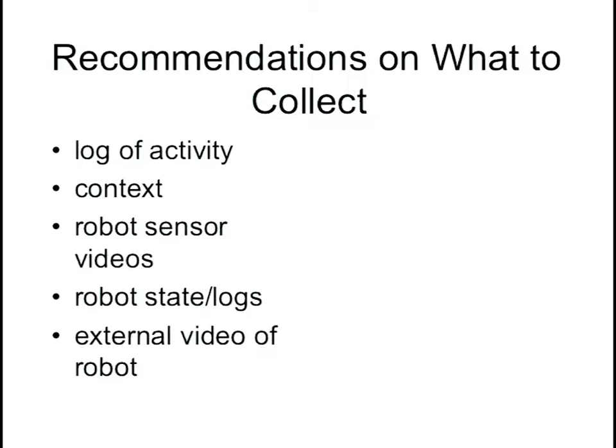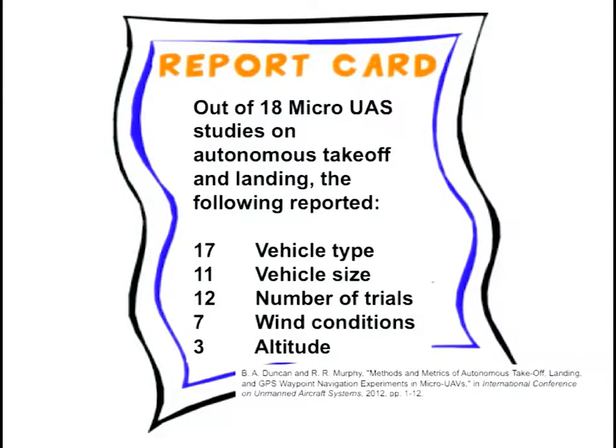And so this is pretty obvious, right? Well, we're not necessarily as a field good at doing this. One of my students, Brittany Duncan, in 2012 pulled together 18 field studies that were physically trying out a small UAV with autonomous takeoff and landing. 18 studies. 17 of them gave the vehicle type. Only 11 actually described the vehicle's dimensions. Only 12 said the number of trials for their results on how well their autonomous takeoff and landing worked.